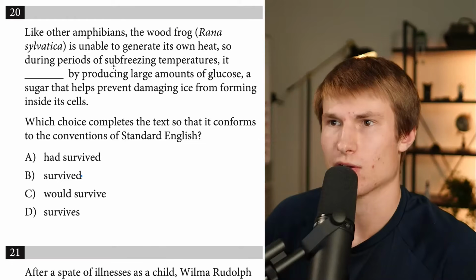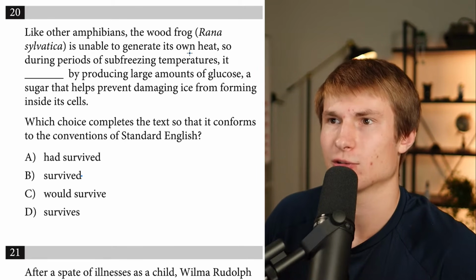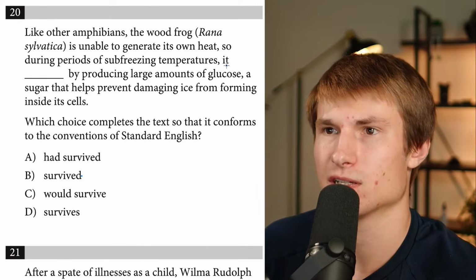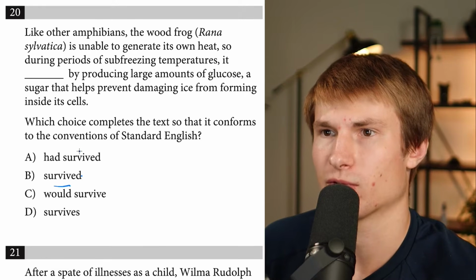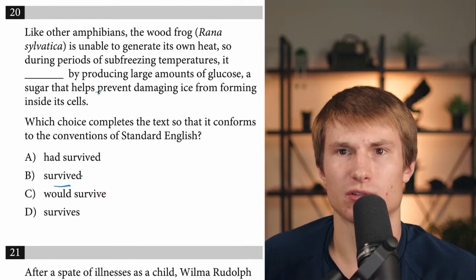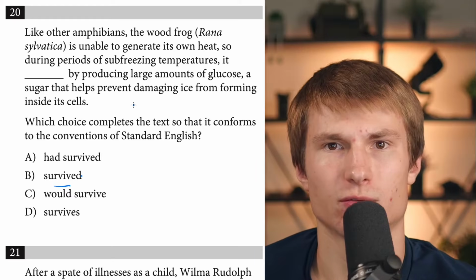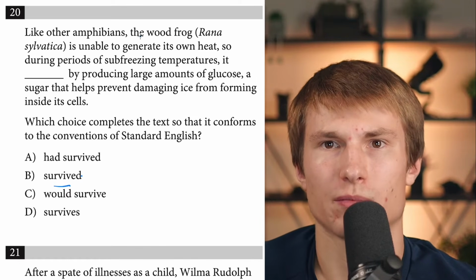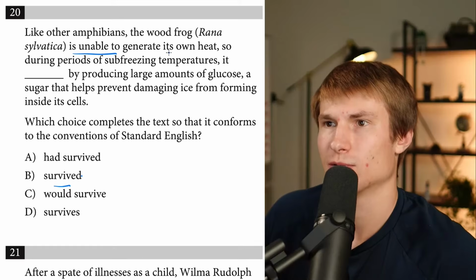Question 20. Like other amphibians, the wood frog, RS, is unable to generate its own heat. So during periods of sub-freezing temperatures, and then we have some form of survive by producing large amounts of glucose, a sugar that helps prevent damaging ice from forming outside its cells. All right, well, we know we state the wood frog is unable to generate its own heat.